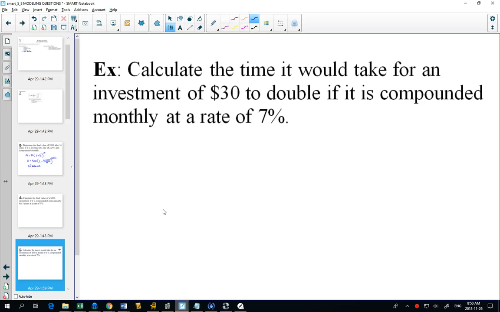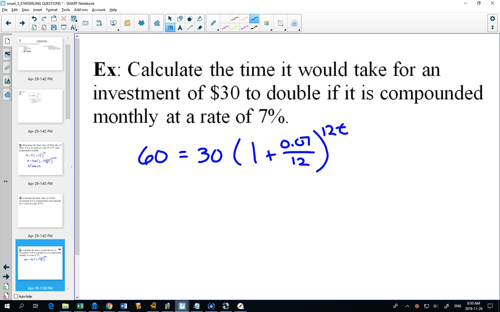Calculate the time it would take for an investment of $30 to double. So we have an initial amount of $30. We want it to double, so we want our amount later to be $60, compounded at an interest rate of 7% monthly. And we want to find out how long, so we're trying to solve for t. This is the first one that we're going to need to use logarithms to solve for.